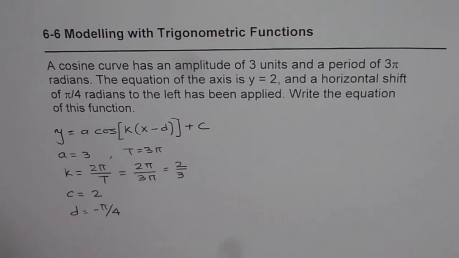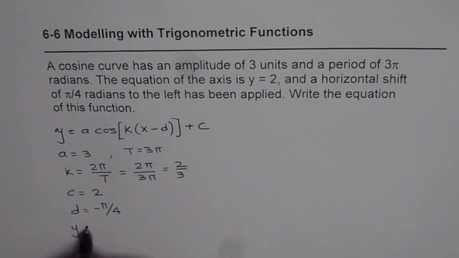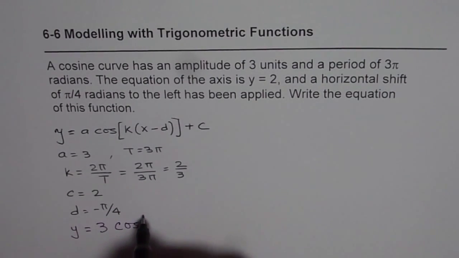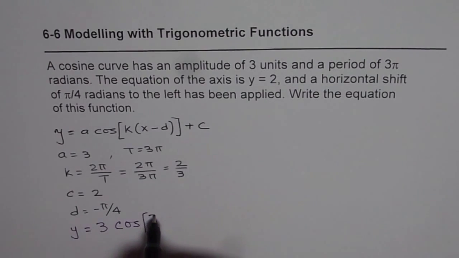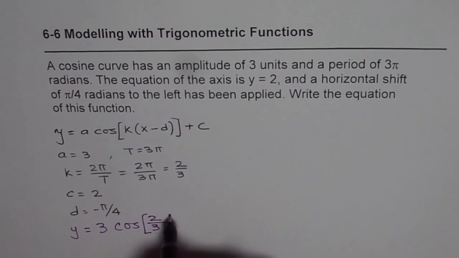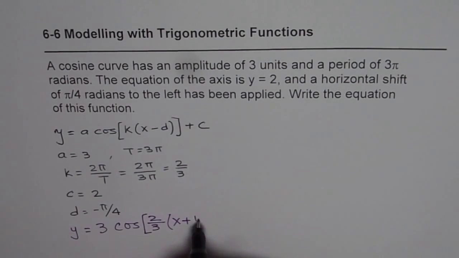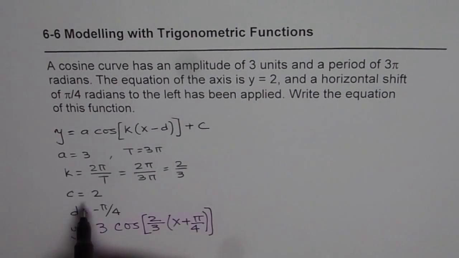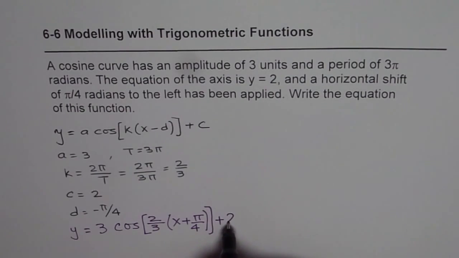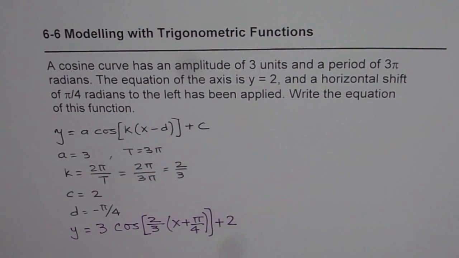Now in this particular case, we are given all the values. Substituting these values, we can write the equation. So we get our equation as y equals a, which is 3, cos of, k is 2 over 3, times (x minus of minus pi by 4, that makes it plus pi by 4), plus c, which is 2. So that is the required equation.